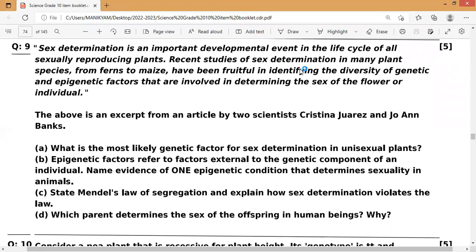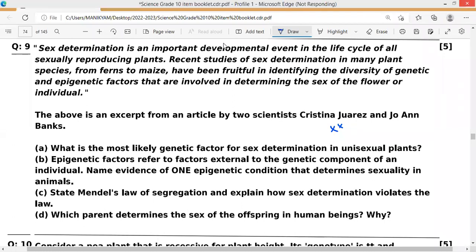The female body always has XX chromosomes and the male body has XY chromosomes. So during fertilization, whichever sperm is fused with the egg will decide the sex. Now they are asking, if it is coming to the flowers, what is the most likely genetic factor for sex determination in unisexual plants? What will be the most important one? Everybody?